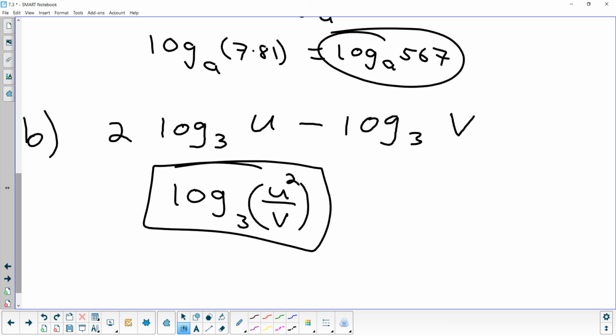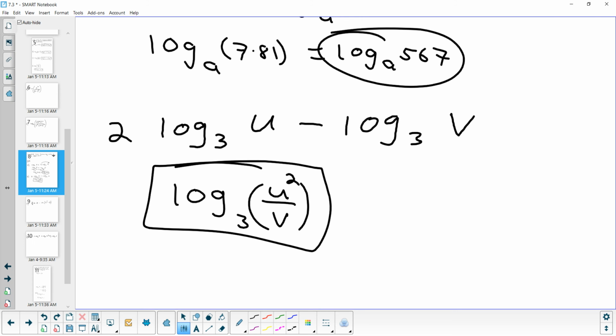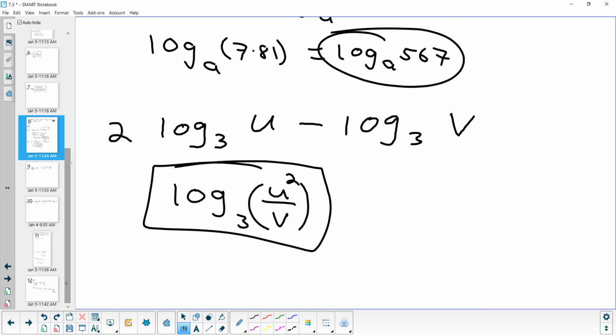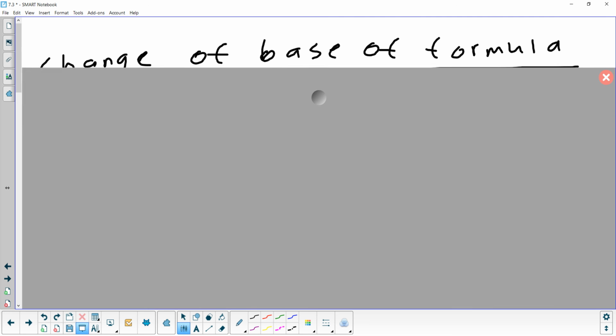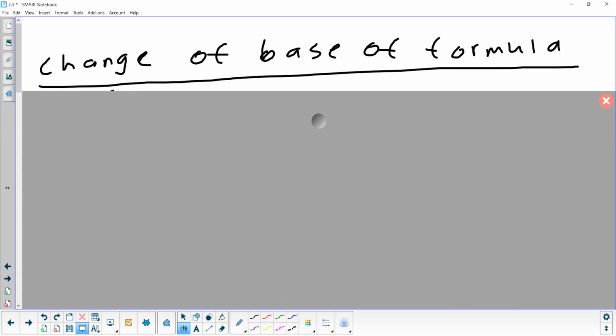Okay, any question on that one? All right. I think that's good for that part. So any questions on combining or splitting in general? All right, so the last thing is the change of base formula. So this is a formula that we use on the calculator. So this part is all done on a calculator.